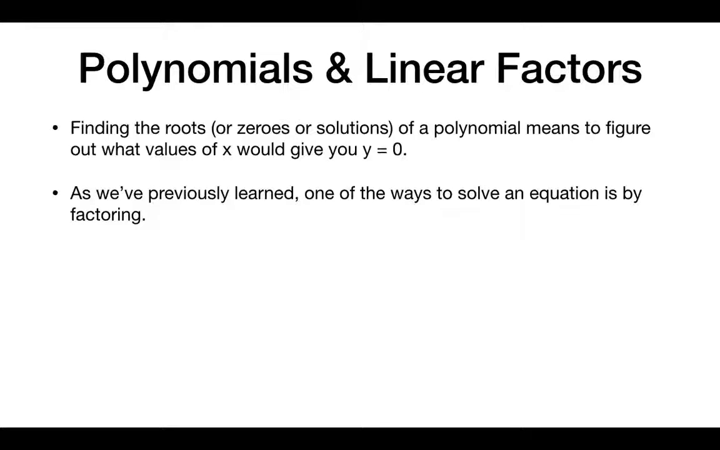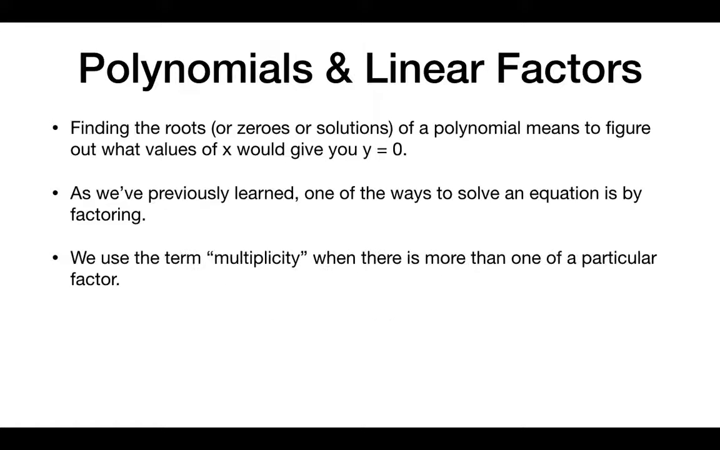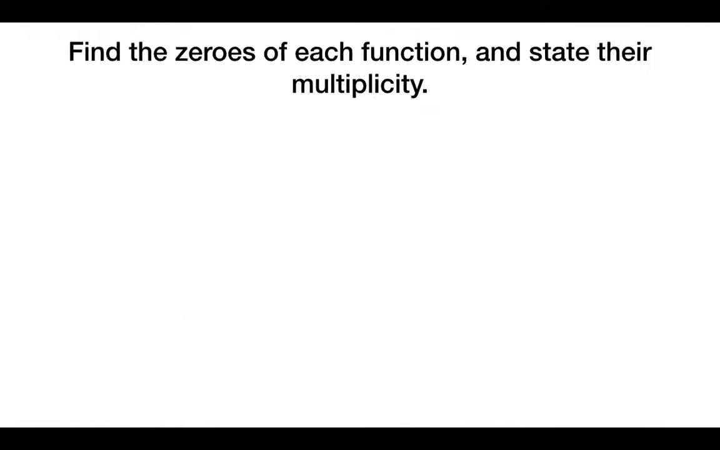As we previously learned, one of the ways to solve an equation is by factoring. And whenever we do factor, we use the term multiplicity when there's more than one of a particular factor. So let's find the zeros of each function and state their multiplicity.